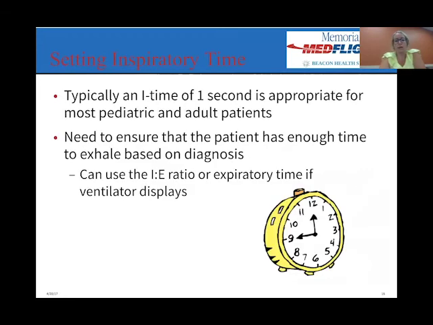Setting your inspiratory time, I think we talked a little bit about this. It's basically normal is 1 second. If you've got an asthmatic, they might need a longer expiratory time, so you can change that on the ventilator as you need to.